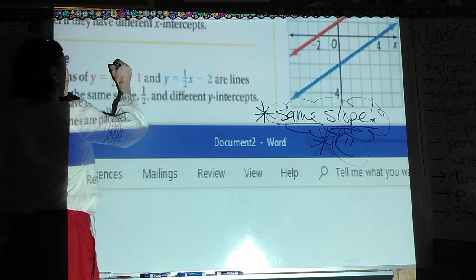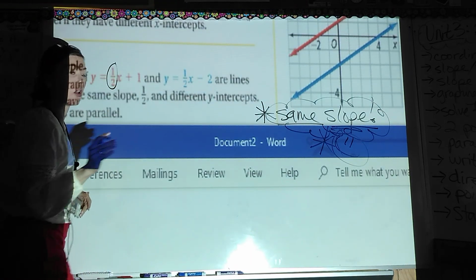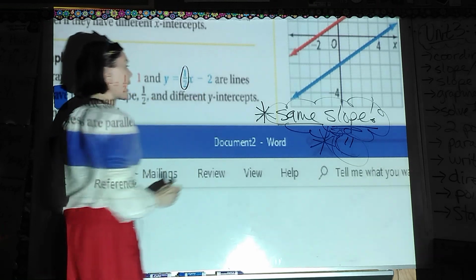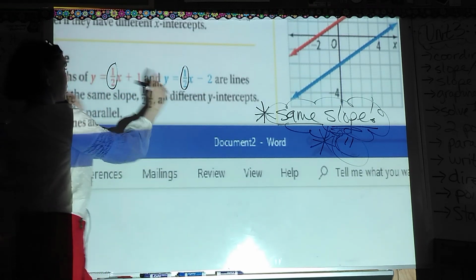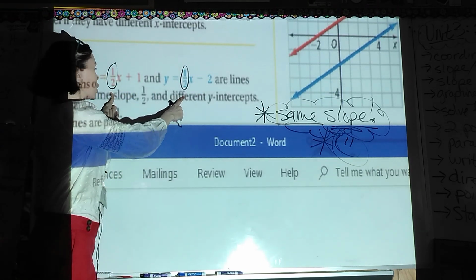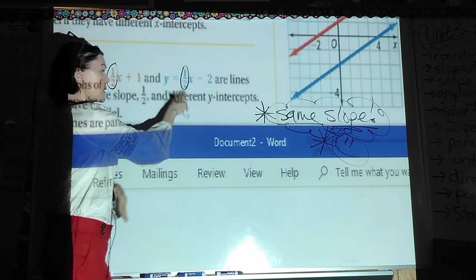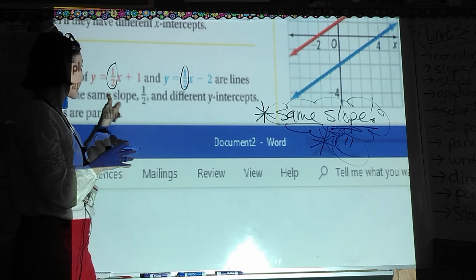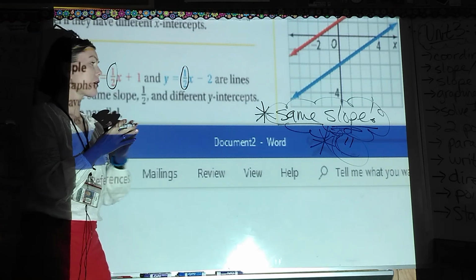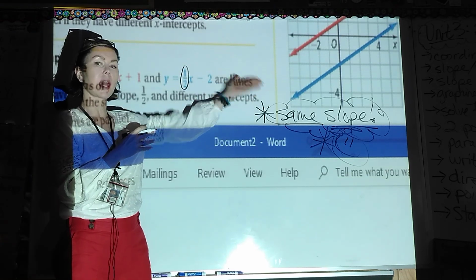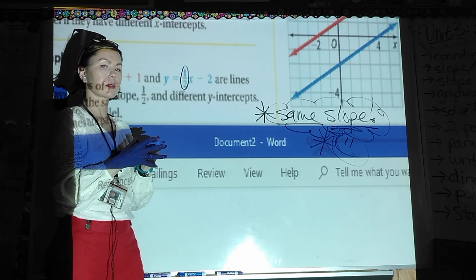Well, all you need to do to be able to tell if the two lines are parallel to each other is to what? Right there. Look at the slopes of the equations. And if both of the slopes are exactly the same, you have parallel lines. That's how easy it is, all right?